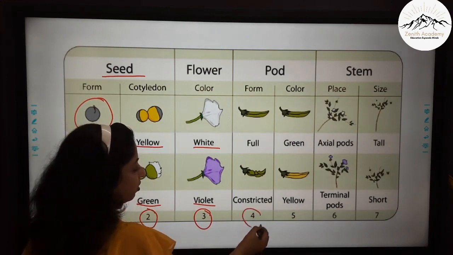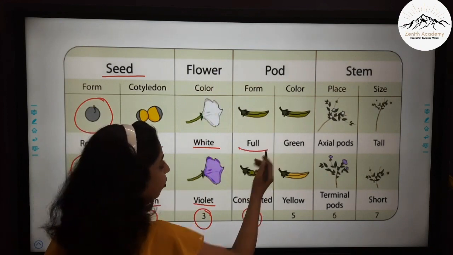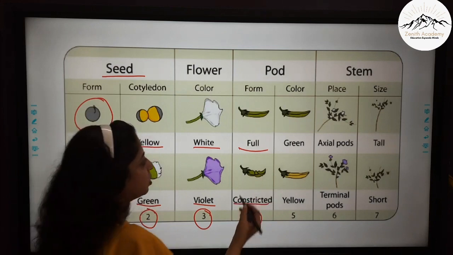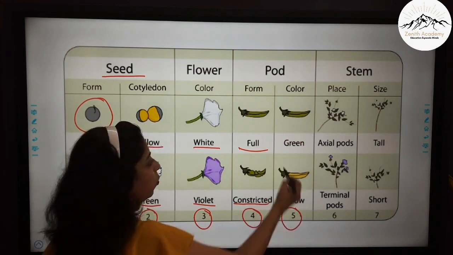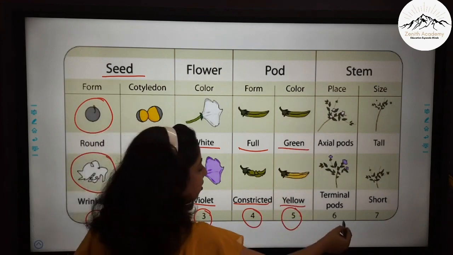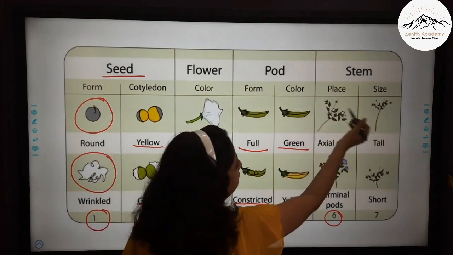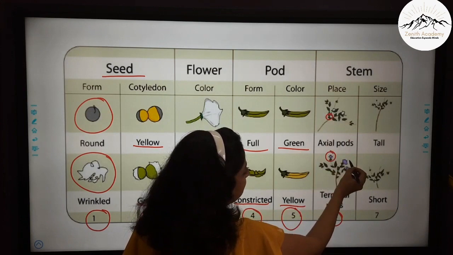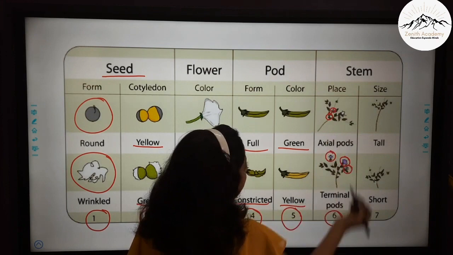Then the fourth characteristic that he studied was the shape of the pod. It can be full, straight pod, and it can be constricted pod. Smooth or constricted, you can say. Then the color of the pod was the fifth characteristic, which is the pod can be green or the pod can be yellow. The sixth characteristic that he studied was the placement of the flowers. Here you can see the flowers are placed axially, whereas here they are terminal, at the end. Here they are at the end and here they are in between.